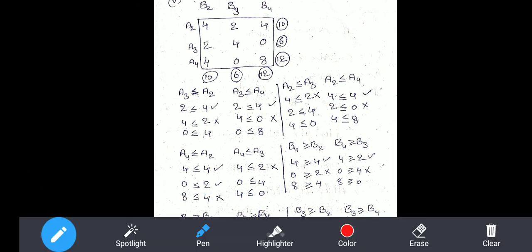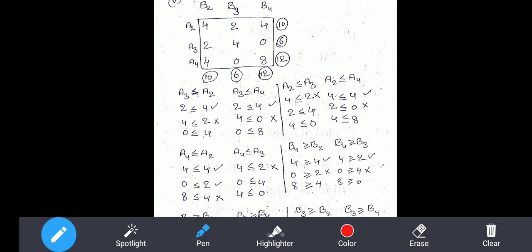In the row wise, the first will be the 6. 6 means A3 is less than or equal to A2 or A4. So that also is not dominated here. Next will be the 10, A2. A2 will be less than or equal to A3 or A4. So that also is not dominated. Next will be the 12. A4 will become the ith row, less than or equal to A2, A3. That also is not dominated.